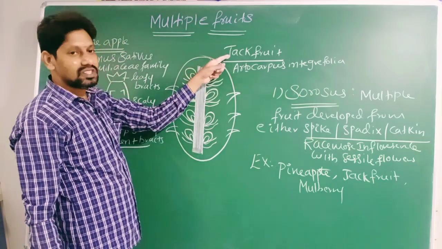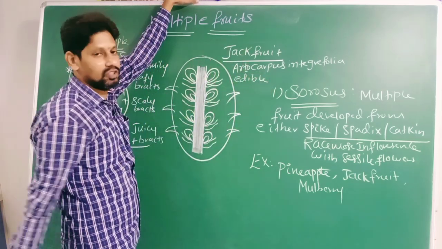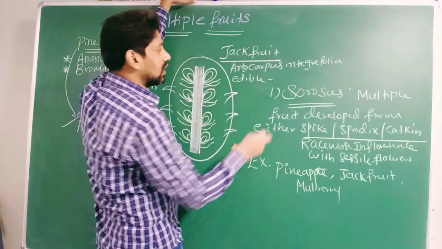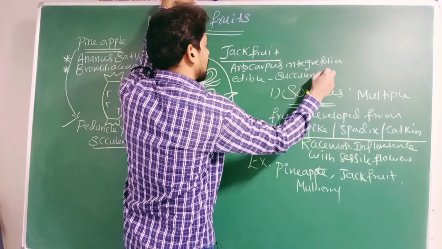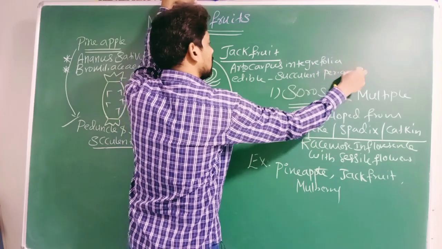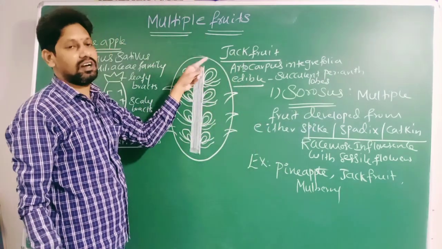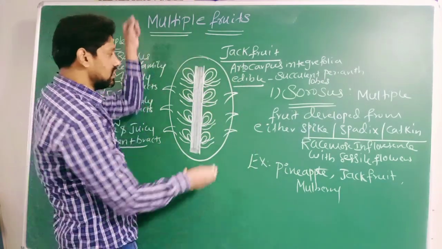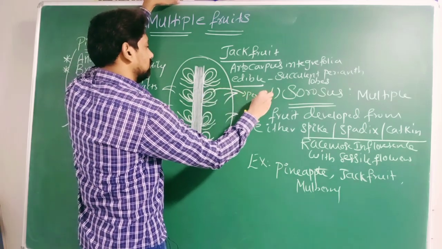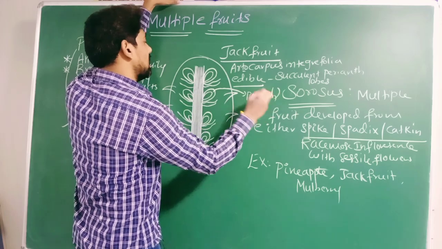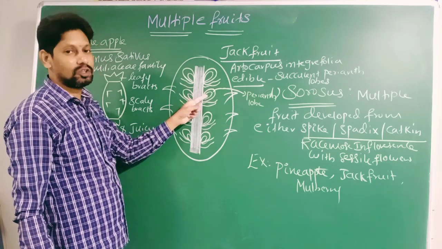What is the edible part of jock fruit? Succulent perianth lobes are edible in the case of jock fruit. See, this is a perianth lobe which is edible. This is jock fruit, and this is a perianth lobe that is edible.